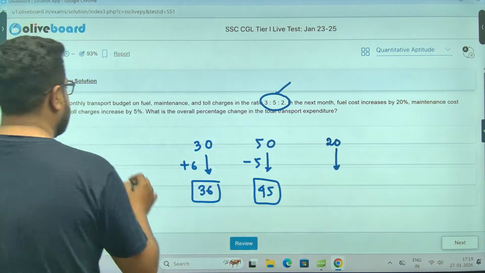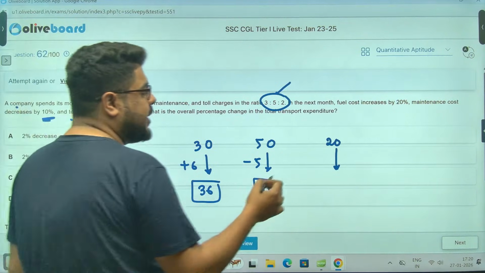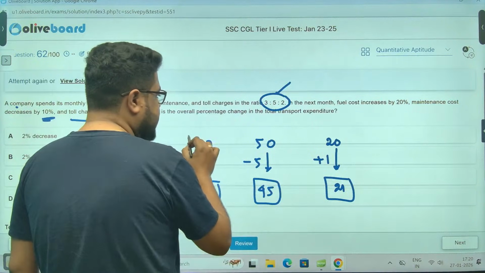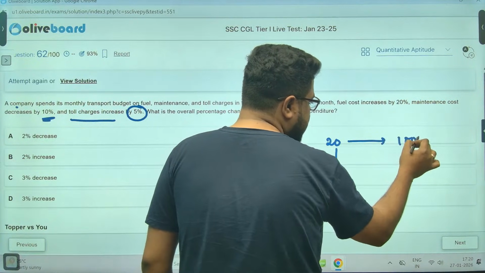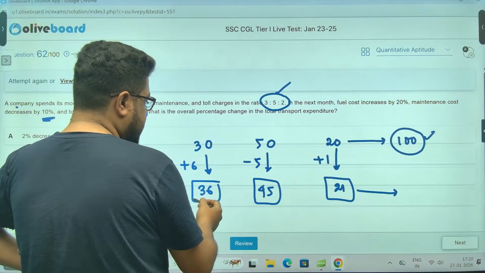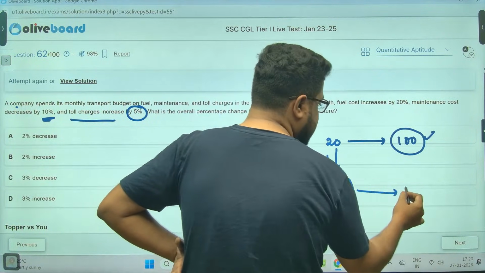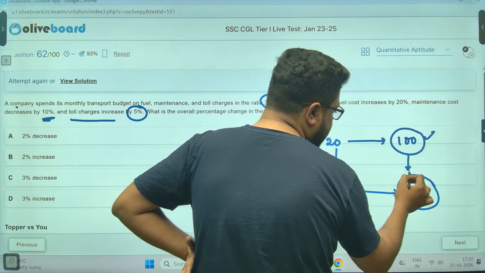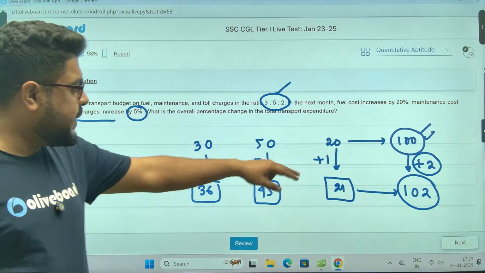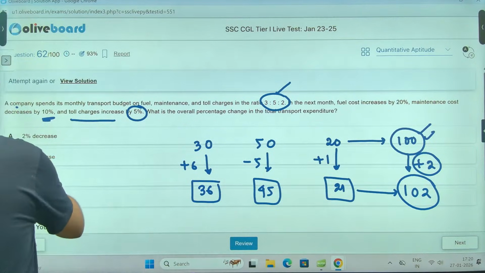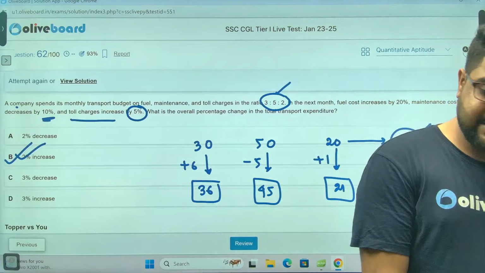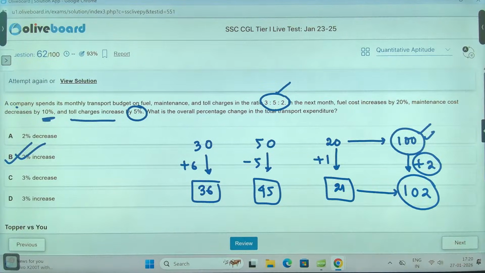And toll charges increased by 5%. 5% of 20 is 1, so it is 21 rupees. Initially the total expenditure was 100 rupees. Now the total is 36 plus 45 plus 21, which is 102 rupees. An increment of 2 rupees on 100 means 2% itself. Option B, 2% increment, is 100% your correct answer.